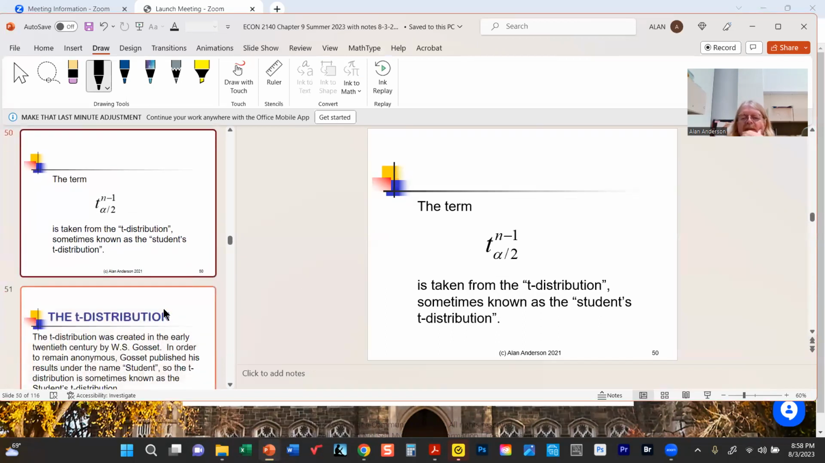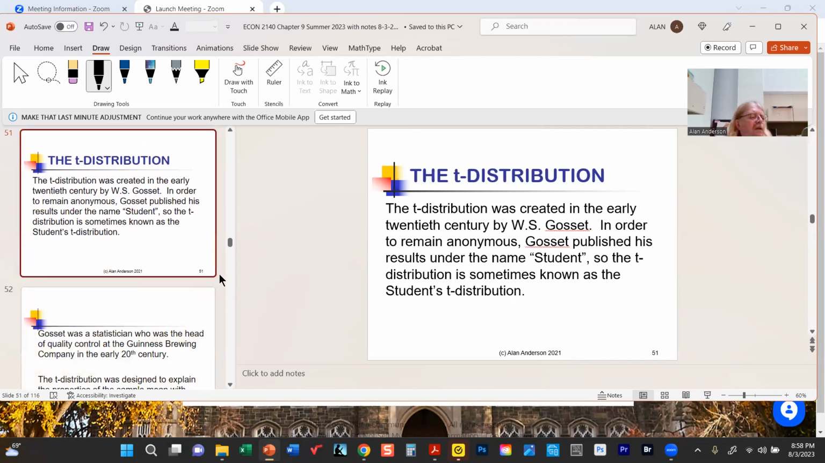Well, that has been taken from the so-called t distribution, which sometimes is called the student's t distribution. The t distribution has a very interesting history, unlike the normal, which has been around for centuries. This one was actually created at the beginning of the 20th century by W.S. Gossett, who was working as the head of quality control at the Guinness Brewing Company in Dublin. The purpose of this t distribution is to explain the properties of sample means when the conditions of the central limit theorem do not hold.